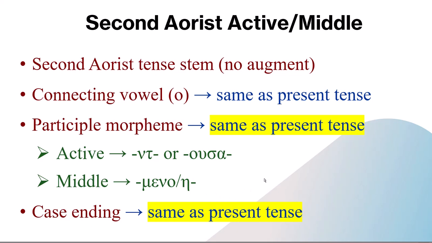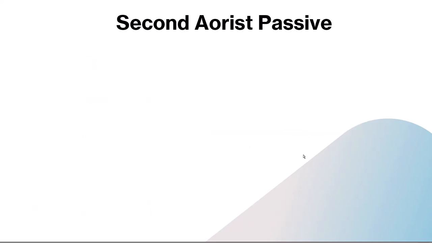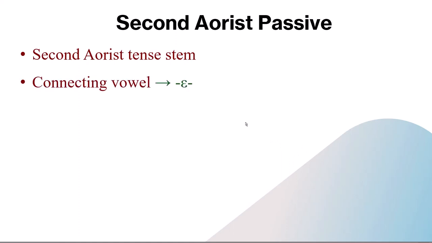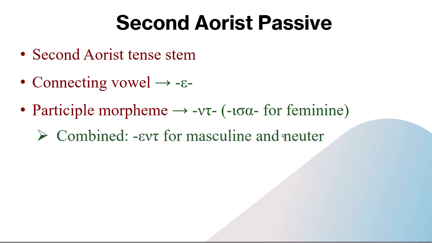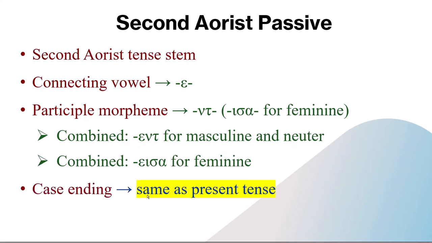So there are not a lot of surprises here. We've already seen all of this. The only difference is the second aorist tense stem. And now let's look at second aorist passive. So we have the second aorist tense stem, a connecting vowel epsilon, the participle morpheme either nu tau or isa for feminine. When those are combined, we have ent for masculine and neuter, and asa for feminine. Then the case ending is going to be the same as present tense.